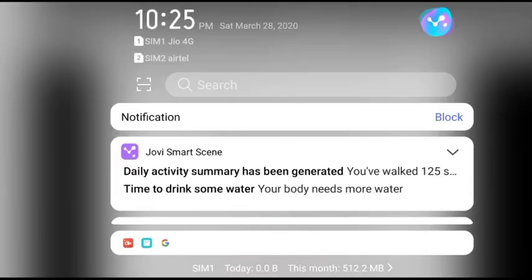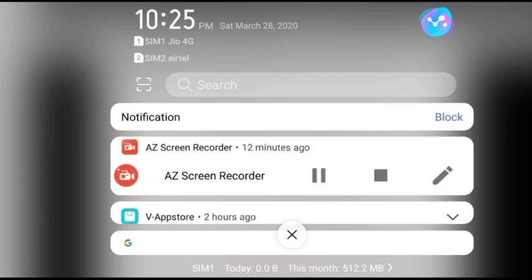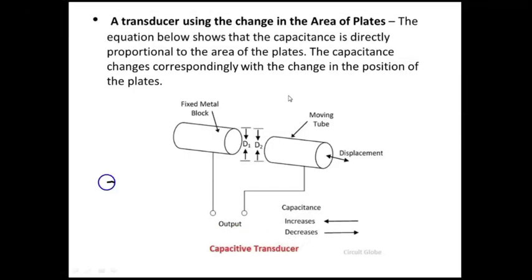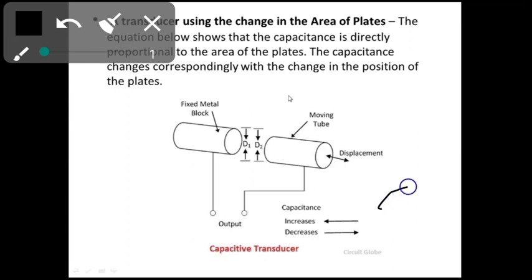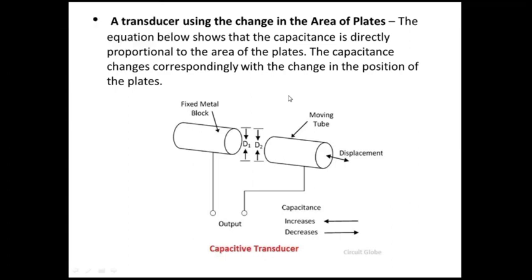So capacitance is directly proportional to the area, which means if the area of the plate increases, the capacitance value also increases. So depending upon this fixed plate, the movement of the displacement is converted into an electrical signal. So a capacitive transducer converts displacement into an electrical signal.